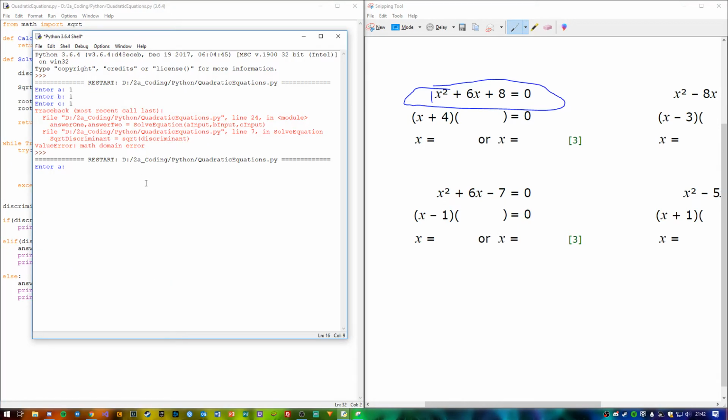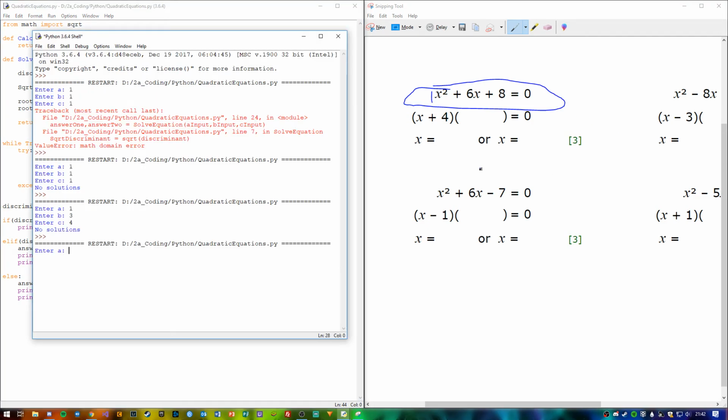Now we run this, if we enter 1, 1, 1, no solutions. 1, 3, 4, no solutions. But if we pick one of these, so that would be 1, 6, -7, it will print both the solutions.